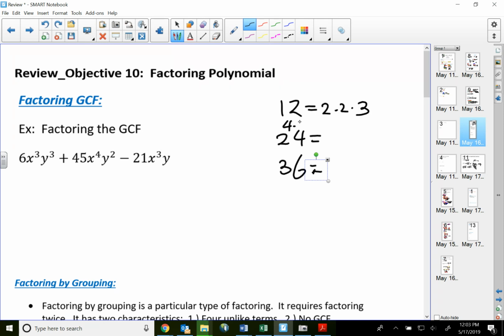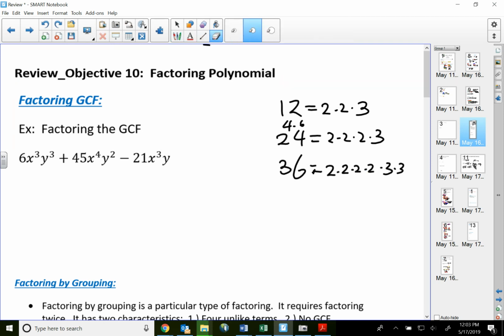24 is 4 times 6. So that would be 2 times 2 times 2 times 3. For 36, students say there's 6 times 6. That would be 2 times 2 times 2 times 2 times 3 times 3, right? Do I count too many? 6 times 6, yeah, I counted too many of them. 6 times 6 is two 2s and two 3s.